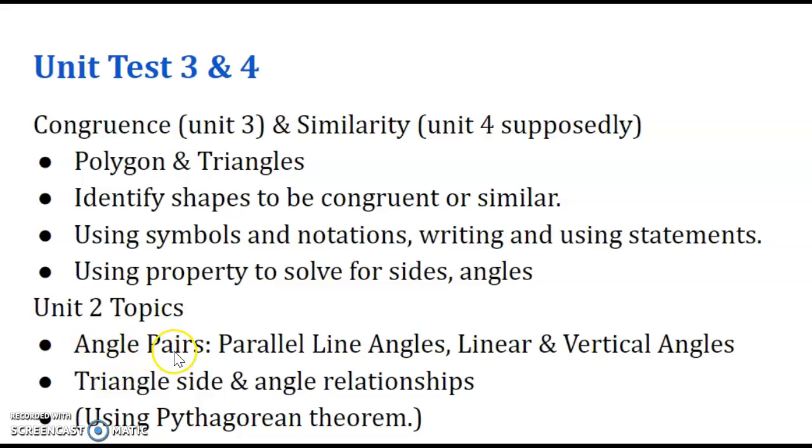So that's going to be the angle pairs, like the parallel line angles and linear and vertical angles, and then triangle side and angle relationships. Do you remember which is the shortest, which is the longest, as well as triangle side length inequality, which means: if you are given two sides, what is the maximum length that the third side could be, or what is the minimum length for it to be able to form a triangle? And also using the Pythagorean theorem. This is actually a revision from IM1. We did not actually cover it explicitly, but it is something that you should know.